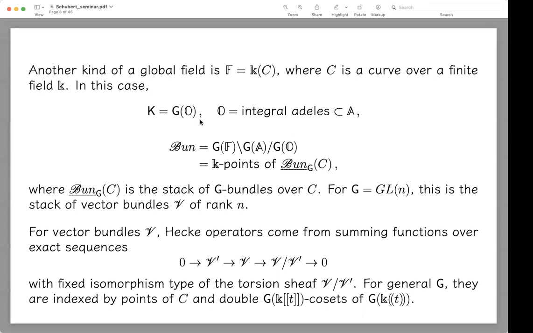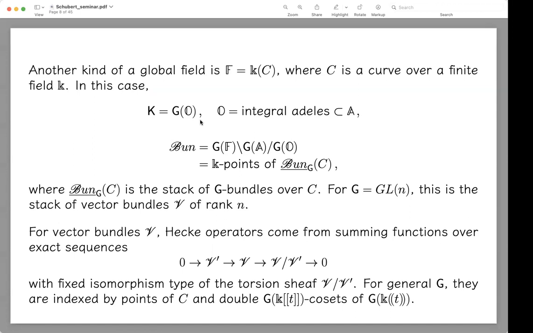So for a number field, it's some kind of space of lattices, and for a function field, those are just k-valued points of the stack of G-bundles. So you have a group G, you have a stack of G-bundles over your curve C, and this double quotient is really the k-valued points of that stack. Concretely, if my group is GL_n or SL_n, say GL_n, then that stack is just the stack of vector bundles of rank n on my curve. The k-valued points would be some countable set.